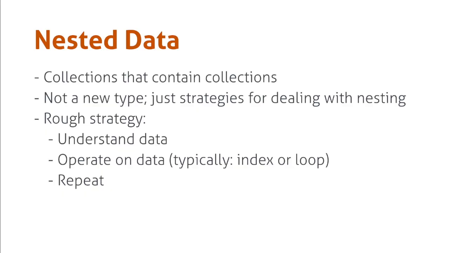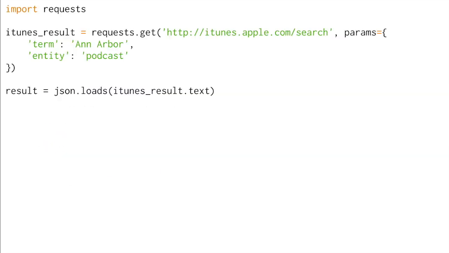Nested data refers to when collections contain other collections. In this video, I'm not going to go over a new Python type, but just a rough strategy for dealing with nested data, like the data that we get back from many web APIs. The overall strategy that we'll use is to first understand the data, and then operate on our data, typically by indexing or looping, and then repeating these two steps until we get what we want.